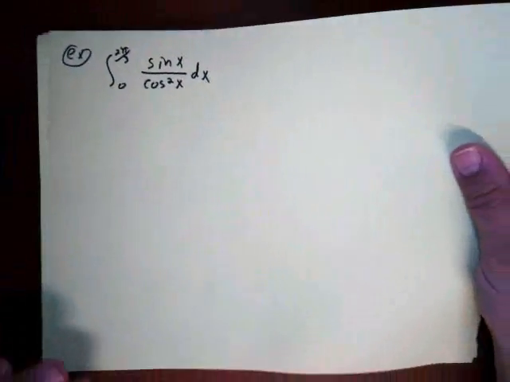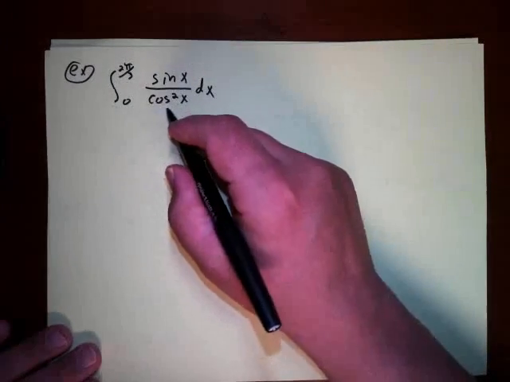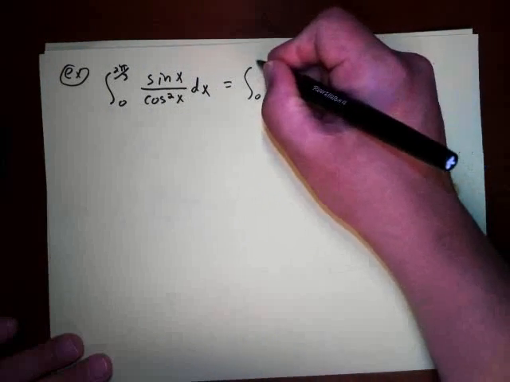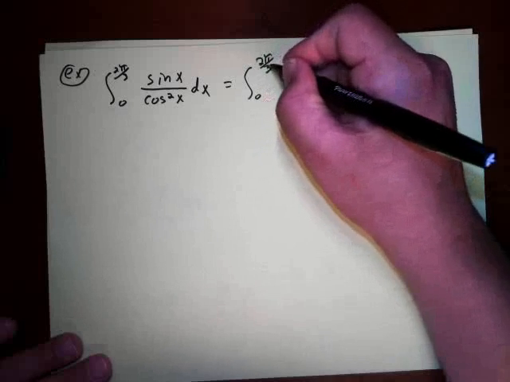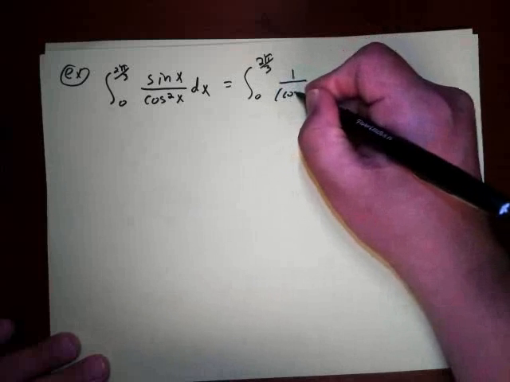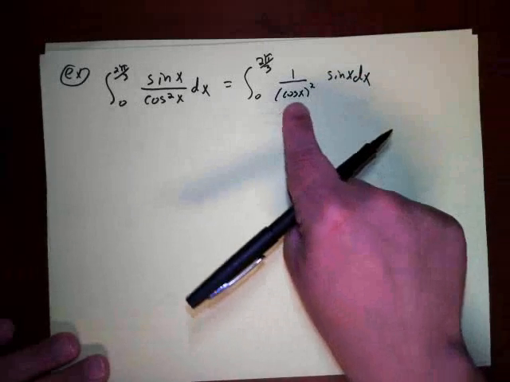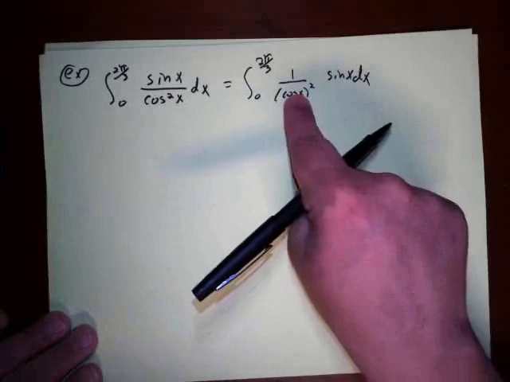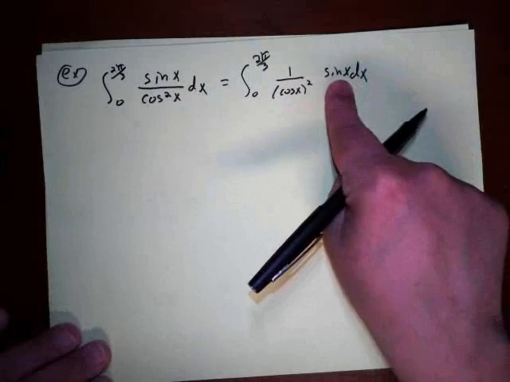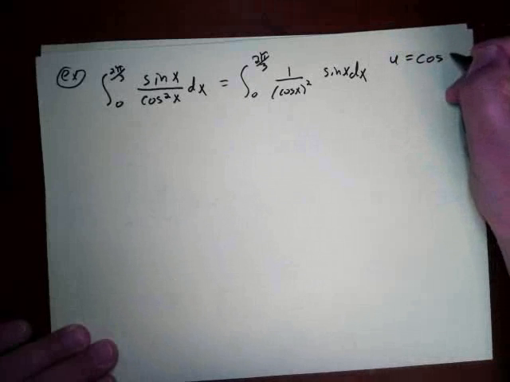So let's try one more here, one involving some trig functions. But what I see here, and it would be easier to see if I wrote it like this, 0 to 2 pi over 3, and if I wrote this as 1 over cosine x quantity squared sine x dx. So now I can see I'm plugging in the cosine into here, and then the derivative of cosine is the opposite of sine, which is almost the sine x, right? So I can let my u equal cosine x.